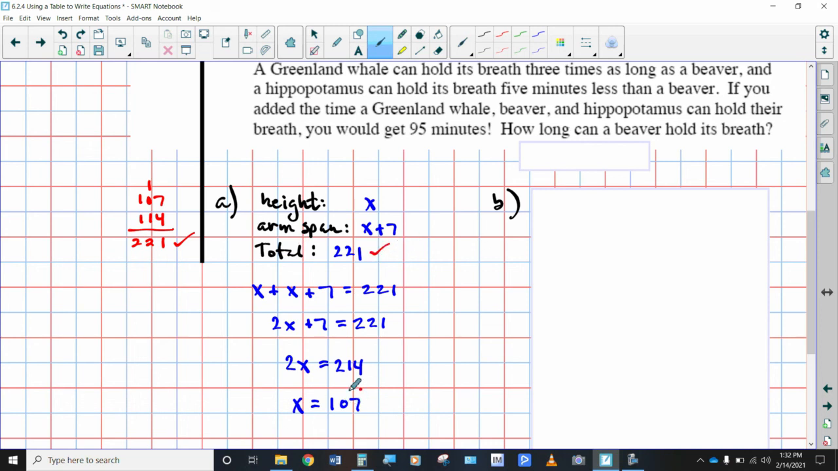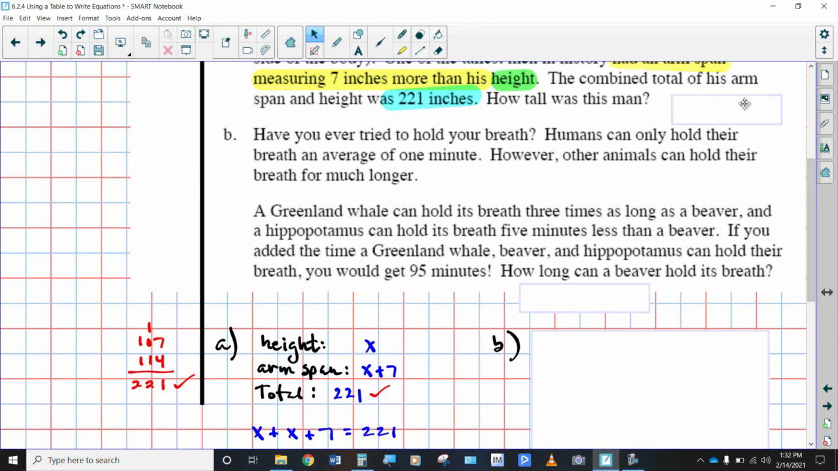So we can declare our answer, x is equal to 107, but because this is a word problem, we need to declare it properly. How tall is the man? The man is 107 inches tall. So you can just write it like that. But that's the minimum. You can't just write the number. You've got to also include the unit of measurement, which is inches.